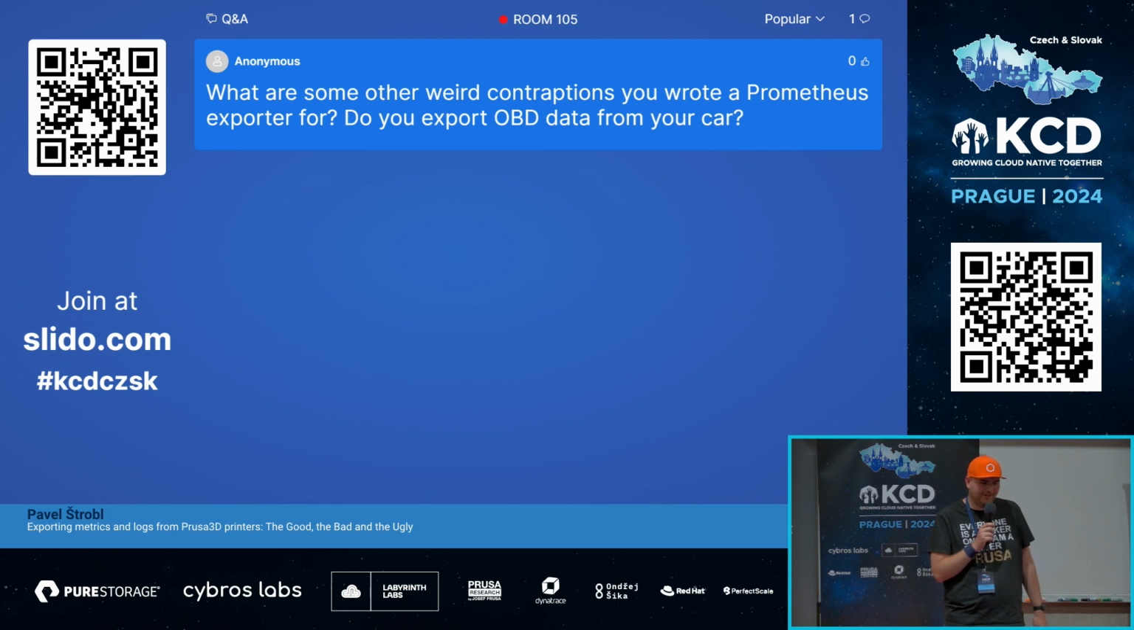What are some other weird contraptions you wrote a Prometheus exporter for? Do you export OBD data from your car? No, but I bought a car for exporting OBD metrics from the car. And I have a project in my mind because I'm attending race days at track days, and I want to have data from the car in some kind of, let's say, detailed form with other sensors like acceleration, etc. Okay. Do you have any other questions?